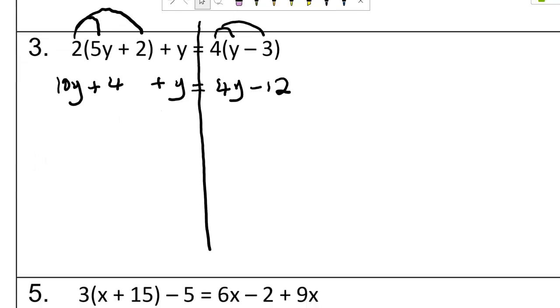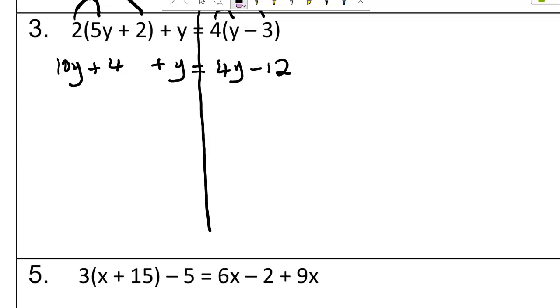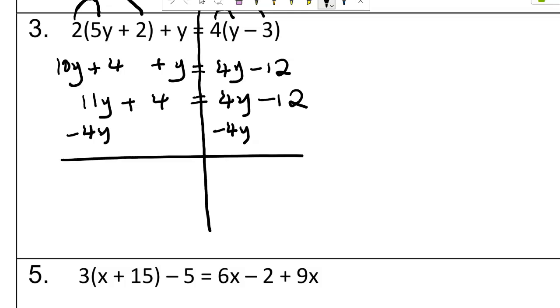Okay, we can actually simplify here. We've got these two on the same side of the equal sign. So let's just simplify and add them together. And that's going to leave us with this. Now we want to get the y's together. It's easier to bring these y's over here. So let's subtract 4y, and we are left with, let's see, that's 7y plus 4. These cancel, and we're left with negative 12.